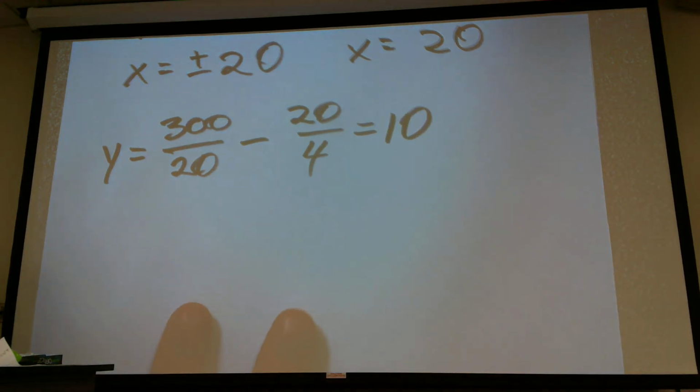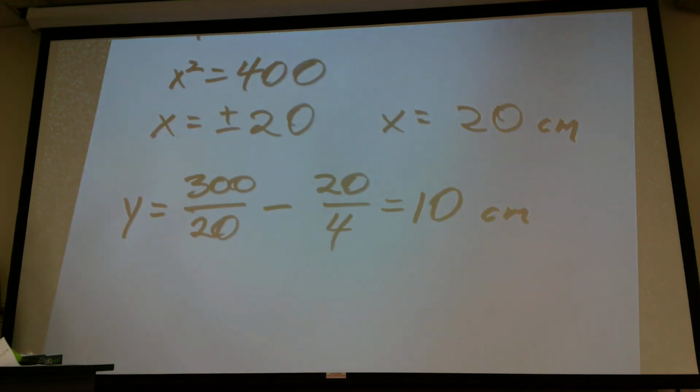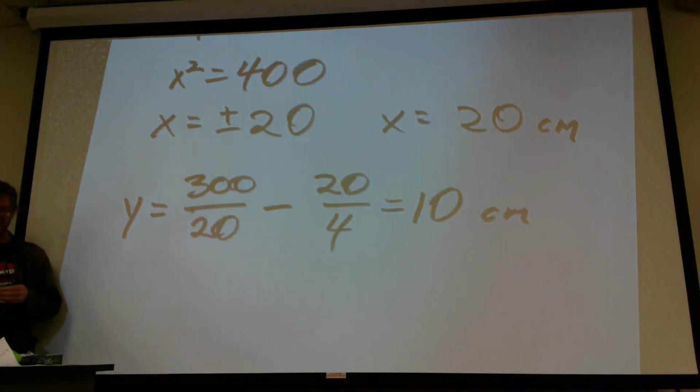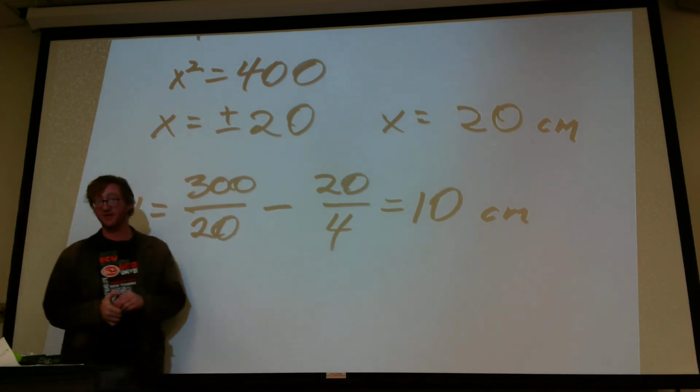I believe we were doing this in centimeters, so let's give these quantities units: 20 centimeters and 10 centimeters. Now, this didn't ask for what is the maximum volume. This just asks for what dimensions create the maximum volume.